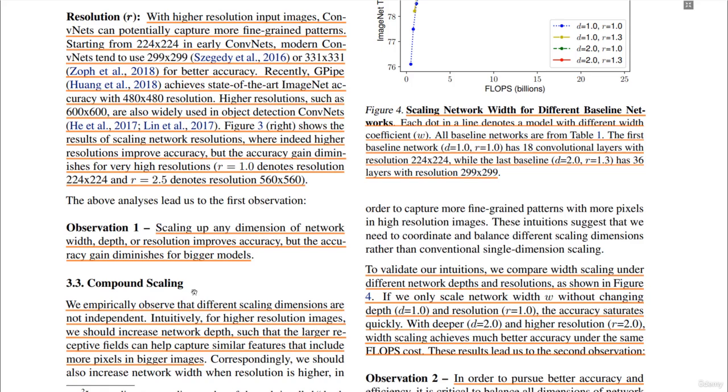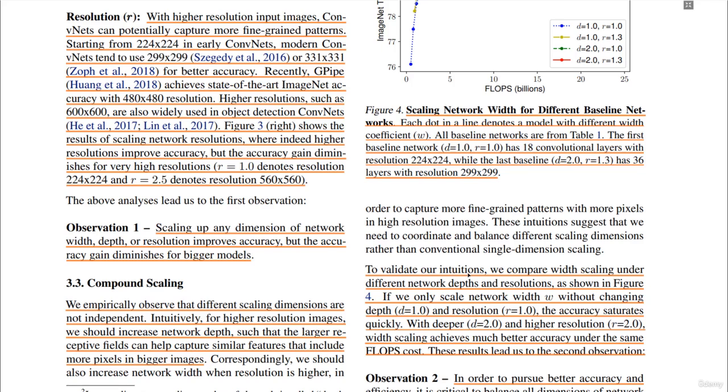Now, the method introduced by the authors of this paper is compound scaling. So instead of width, depth, or resolution scaling alone, they propose compound scaling. We empirically observe that different scaling dimensions are not independent. Intuitively, for higher resolution images, we should increase network depth such that the larger receptive fields can help capture similar features that include more pixels in bigger images.